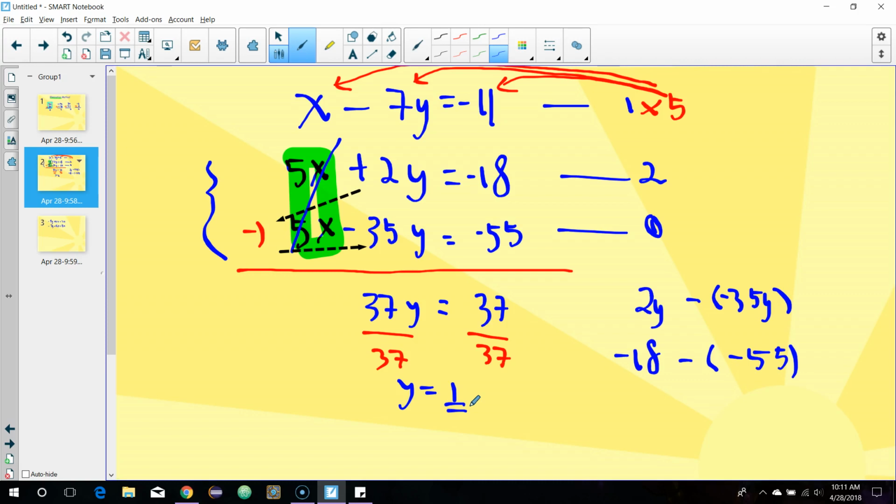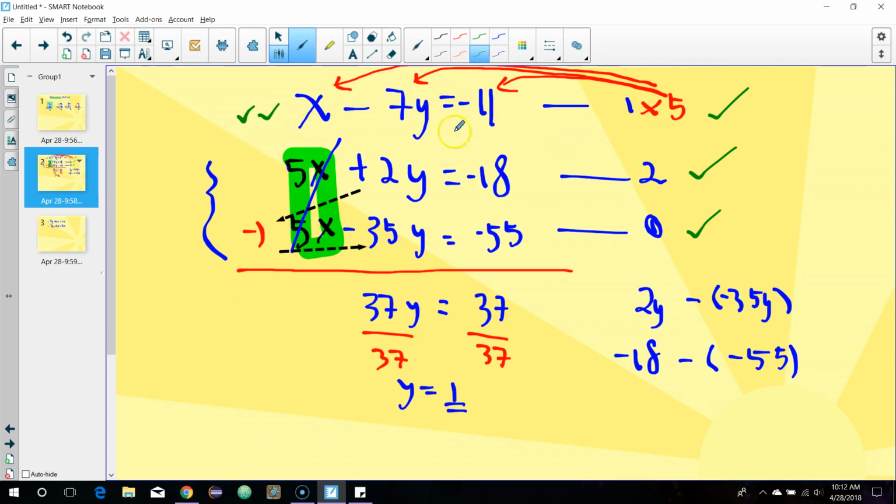Once you get to this stage, you know y is equal to 1. You just want to find out what x is. Any of these equations will work. If you feel like using the very first one before multiplying, that's fine. You can use this one, that's fine. It's up to you. My choice would normally be the original one because I didn't multiply anything. This one is very simple. I don't have a 5x over here. So I would definitely choose this one.